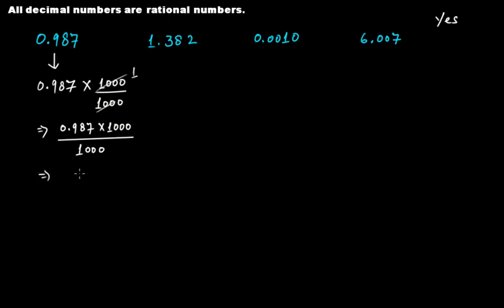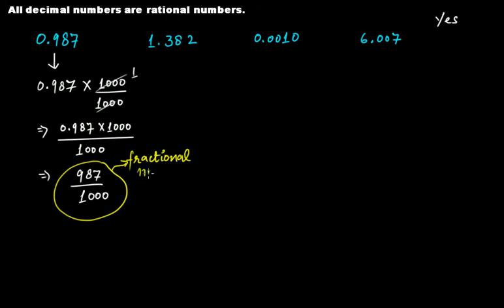Now this becomes 987 over 1000. Now can you see that this is actually a fraction, a fractional number, and we have learned that all fractional numbers are actually rational numbers. Why? Because here the numerator is 987, that is, a positive integer, and it is divided by 1000, which is also a positive integer.